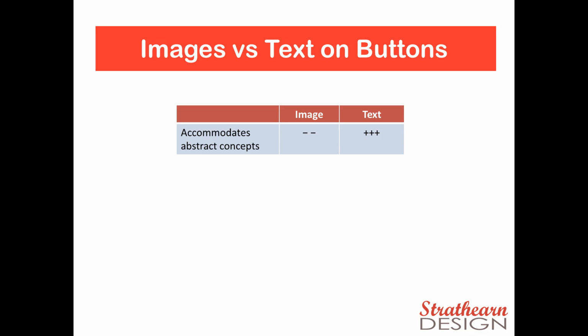And then in the columns I have the different design options, and you could have more than 2. In this case we're talking about the image or the text. And you can see I've given them a rating. So an image really is not that great. Images are not that great for accommodating abstract concepts.